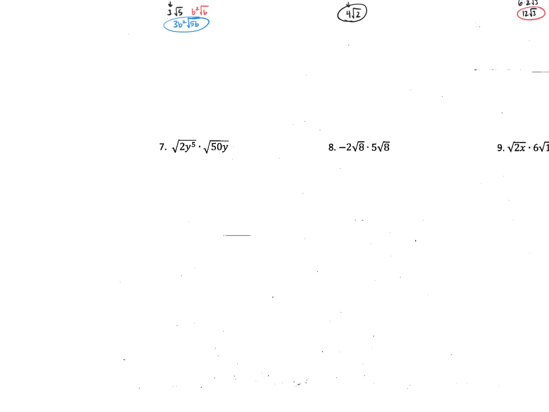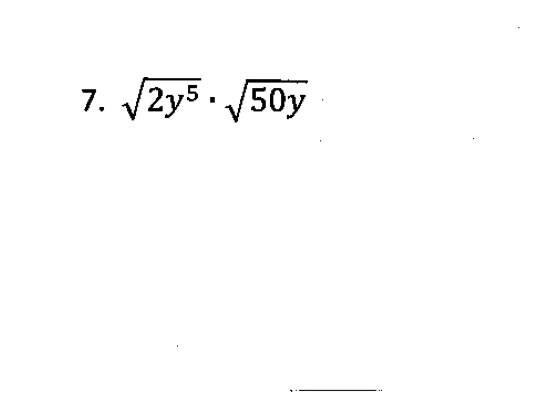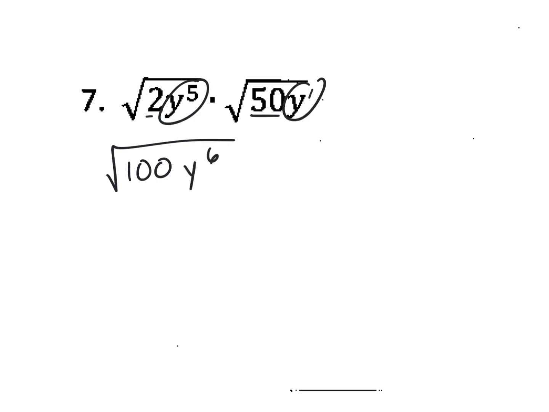Number 7. We are multiplying these, so we're going to multiply everything underneath the square root together. So 2 times 50 gives me 100, and then y to the 5th times y to the 1st power would be y to the 6th power. So square root of 100, and that would give me 10.